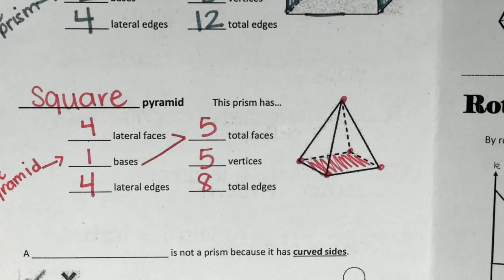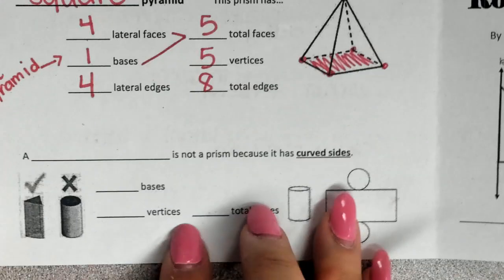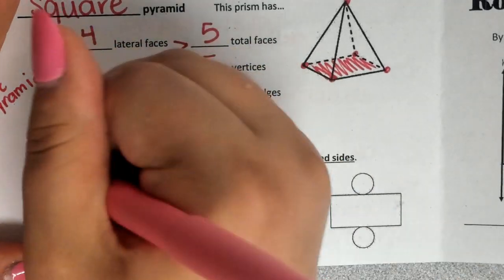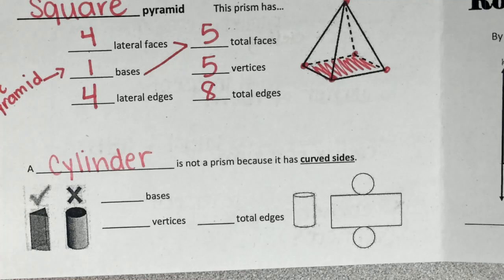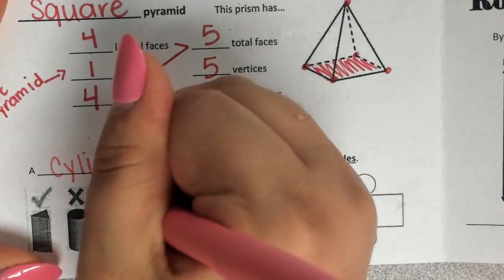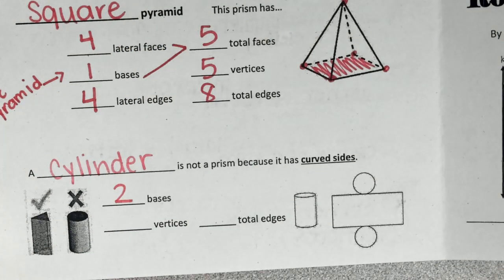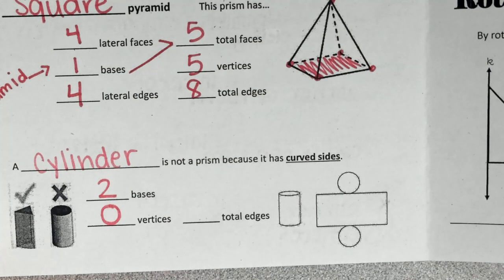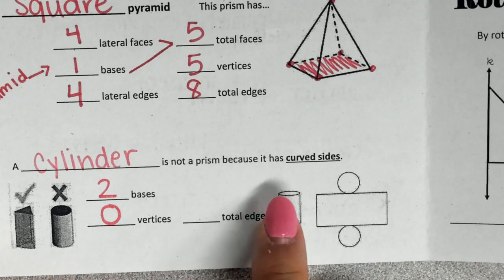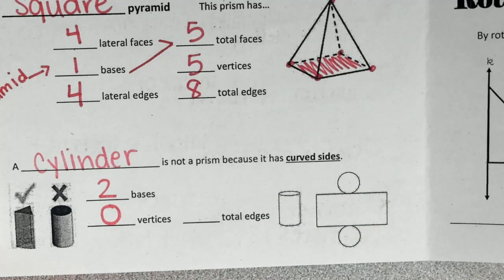What is not a prism, but kind of resembles a prism? A cylinder. So a cylinder is like a prism in the sense that, how many bases does a cylinder have? 2. But the reason it's not a prism is because it doesn't have any vertices. It has 0 vertices. There are no points on a cylinder. Why? Because it has circles. How many edges are on a cylinder? How many straight lines? 3.